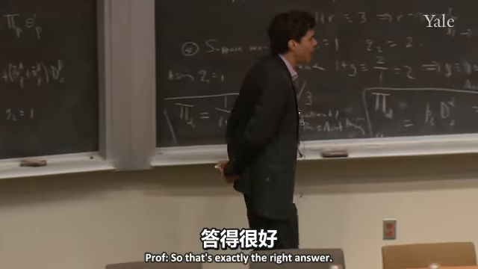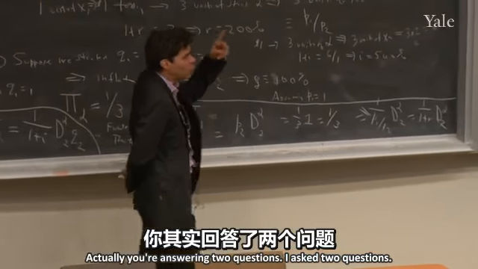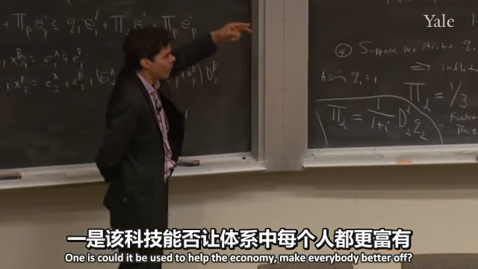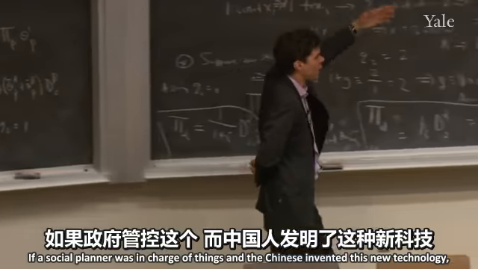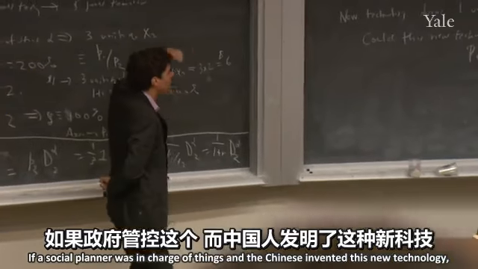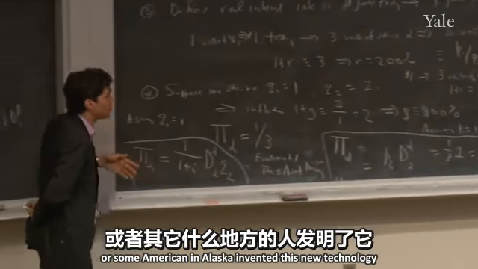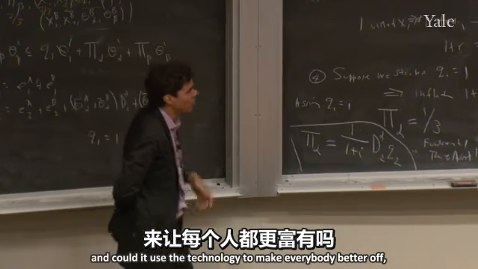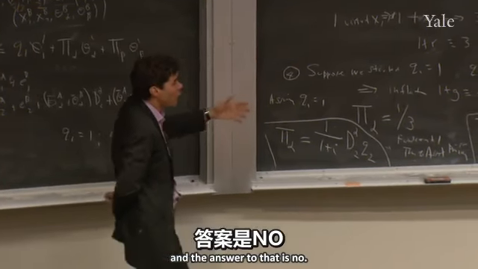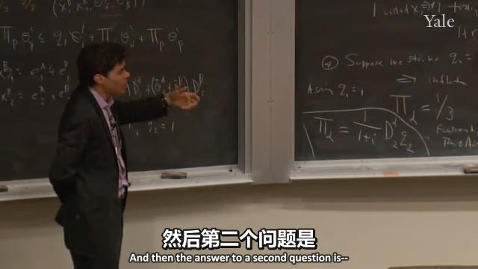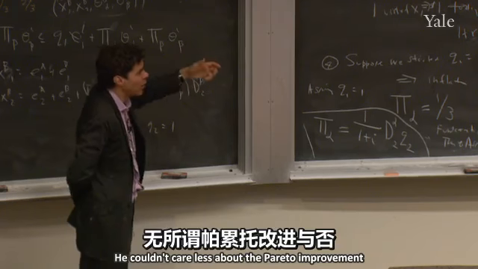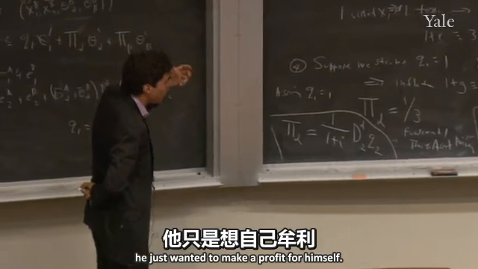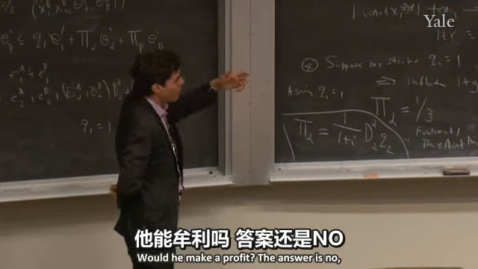That's exactly the right answer. You're actually answering 2 questions. One is, could it be used to help the economy make everybody better off? If a social planner was in charge and the Chinese, or some American in Alaska, invented this new technology, should the government use it, and could it make everybody better off? The answer is no. The second question is, suppose the guy in Alaska discovered it himself. He couldn't care less about the Pareto improvement or helping other guys; he just wants to make a profit for himself. Would he make a profit?